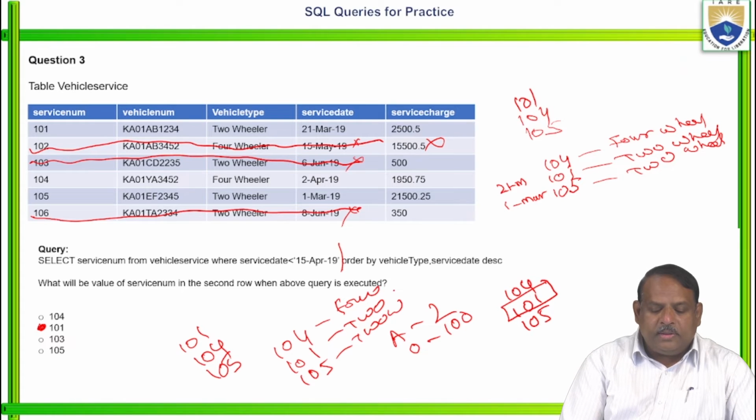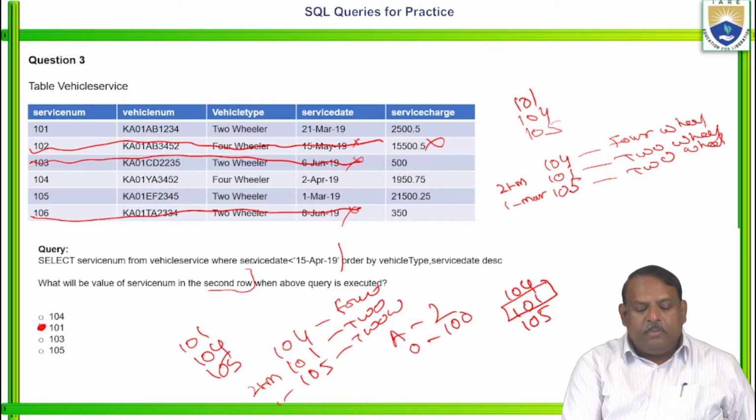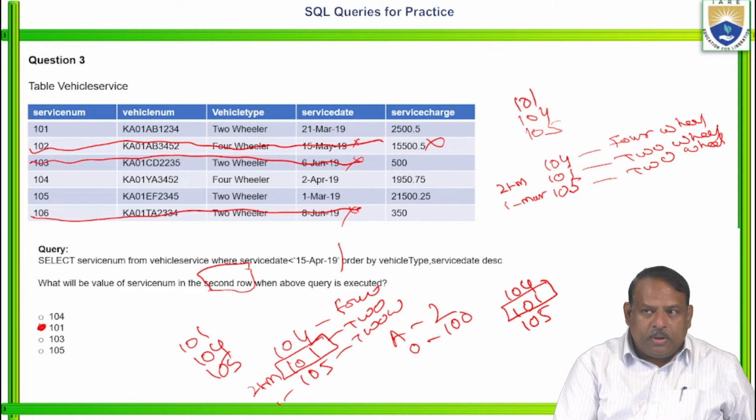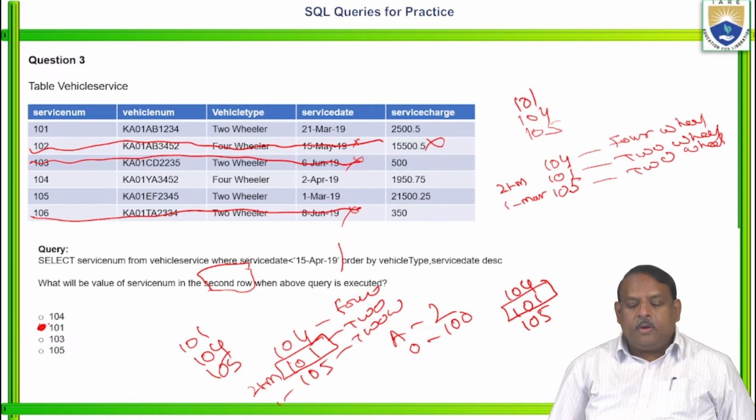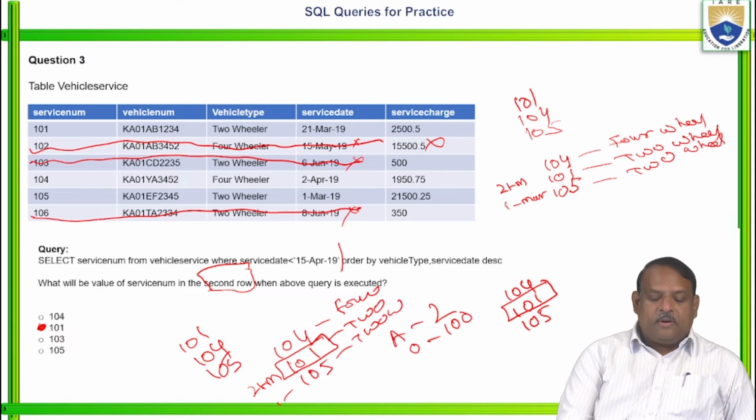Now we have to apply the secondary sort, service date. So 101 is 21st March, descending, and 105 is 1st March. So order remains the same. So the question is, what is the value in the second row? Second row will be 101. So you have to choose 101. Answer is 101, second record.